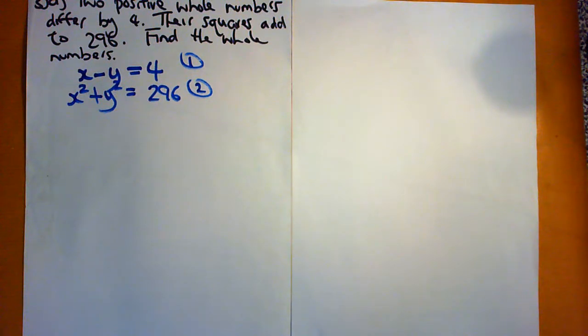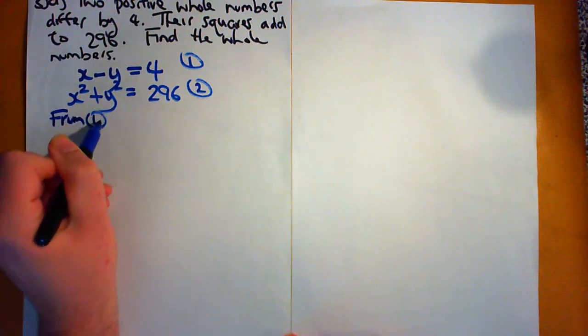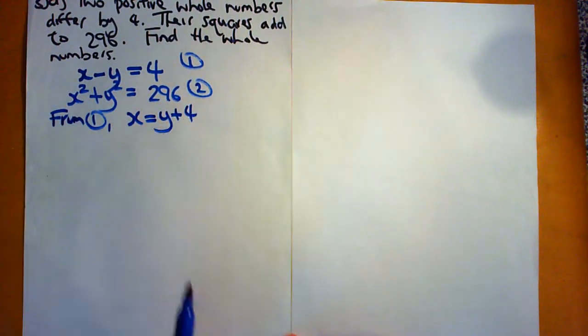Now we've got squares in this pair of equations, which means we can't really use elimination. We need to use substitution, which requires us to solve the first equation, the one that doesn't have squares in it, for either x or for y. Looking at it, it's going to be easier to solve it for x because that just requires us to move y to the other side. So from equation 1, we can say that x is y plus 4.